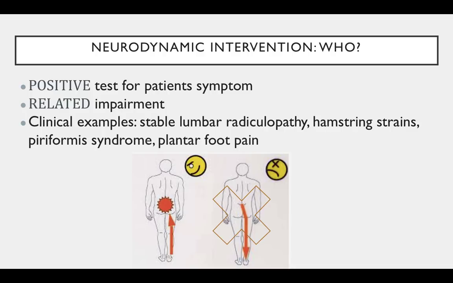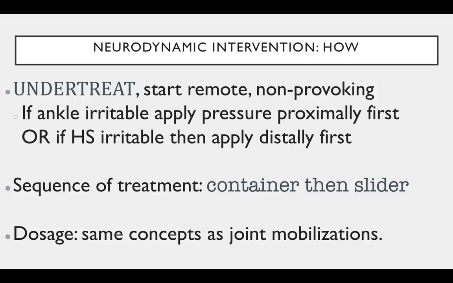We reserve these techniques for those who have demonstrated a positive test, meaning that the assessment leads to reproduction of their symptoms, or they have a difference in more than 10 degrees, which you reason as being a related impairment. Some specific examples in the lower quarter include a stable lumbar radiculopathy, which has been centralized for 2 weeks, hamstring strains, piriformis syndrome, or plantar foot pain. We will discuss this more in lab, but I wanted to expose you to some guiding principles.